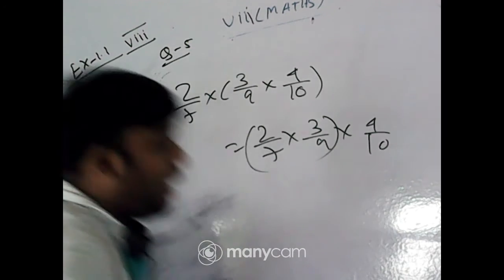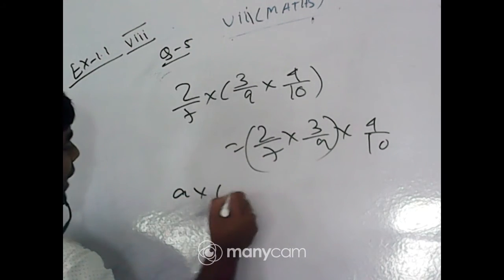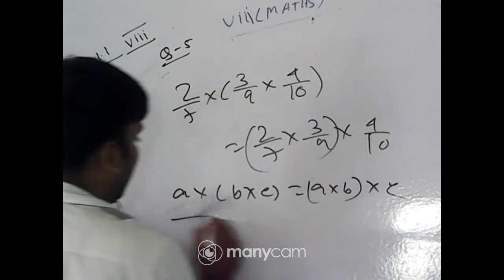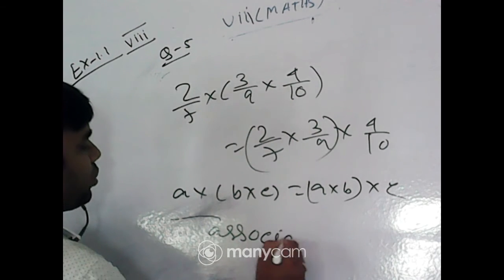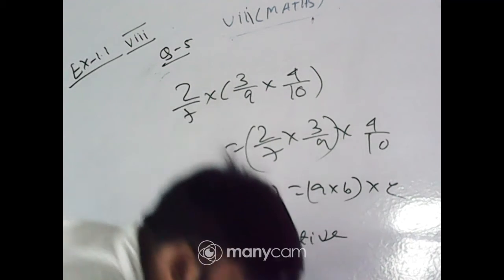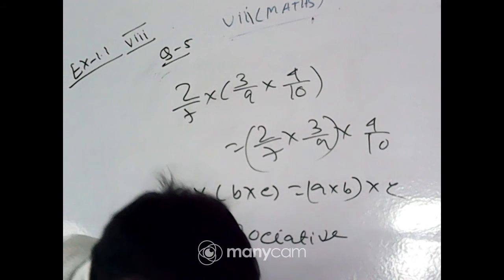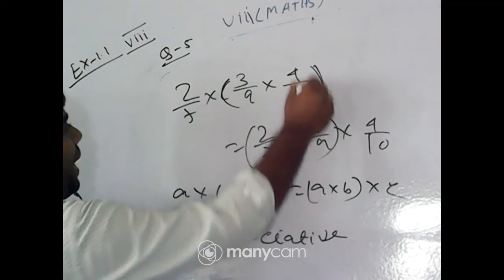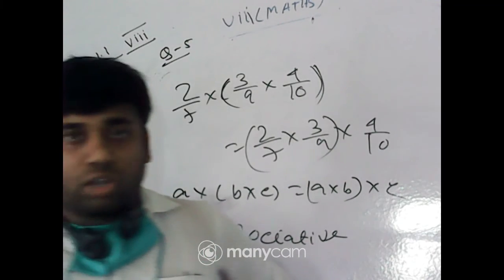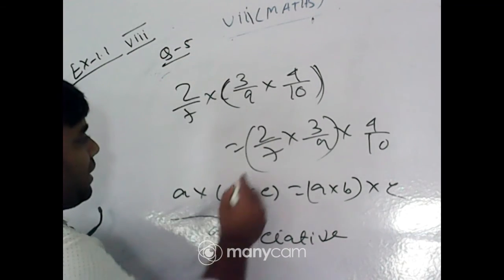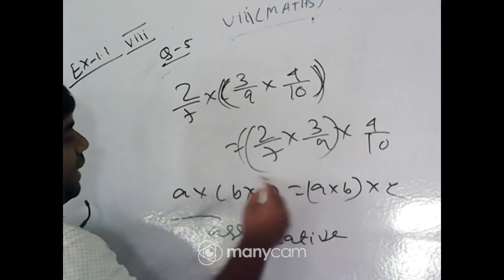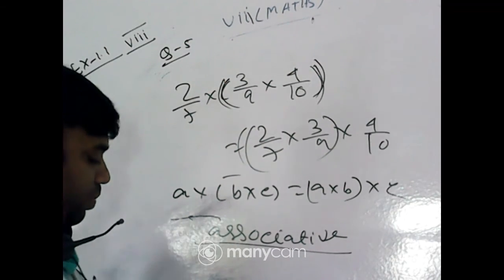Look at the board. I have taught you that A into B into C equal to A into B into C. That property is known as associative property. Associative property means just changing of bracket. Almost all of you except Tawfiq Hossain have answered that it is commutative property, but it is wrong. It is changing of bracket, 3 by 9, 4 by 10. That is associative property, not commutative property.